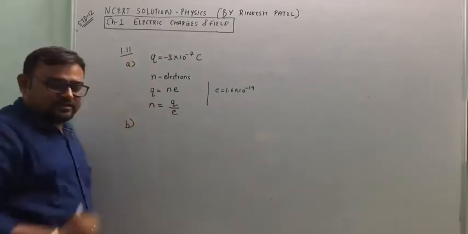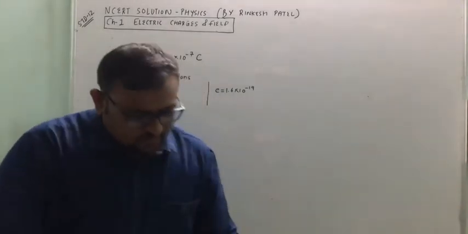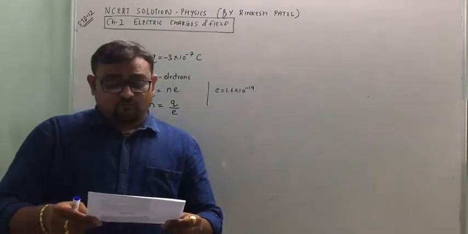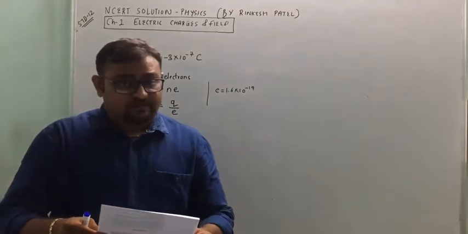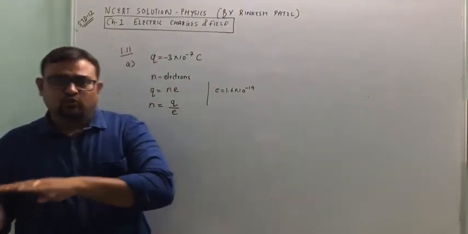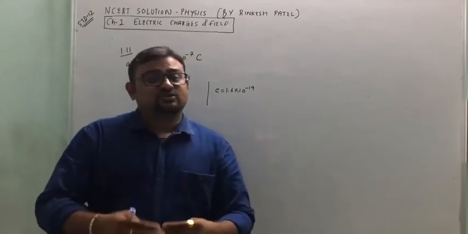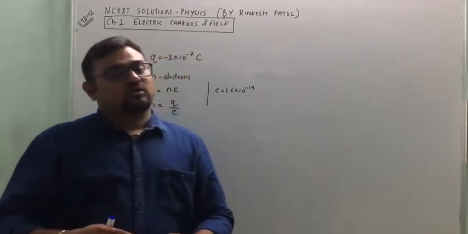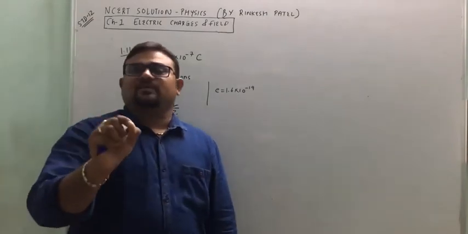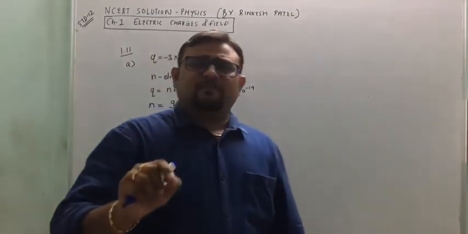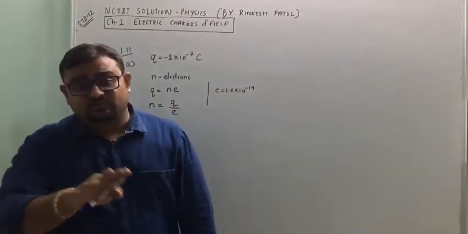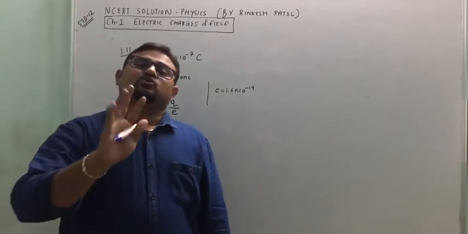Part B asks: is there a transfer of mass from wool to polythene? We have already said that electrons are transferred from wool to polythene. Now, do the masses transfer or not? As electrons are transferred, and electrons have some mass, very small but not zero, if electrons transfer then mass is also transferred.